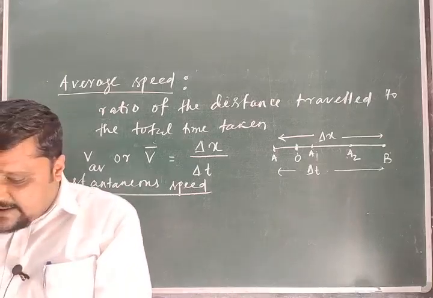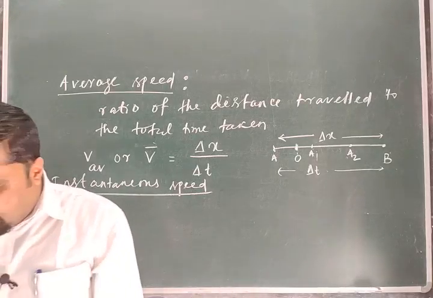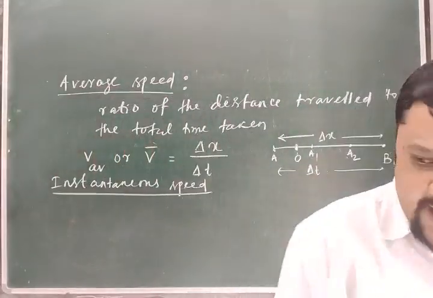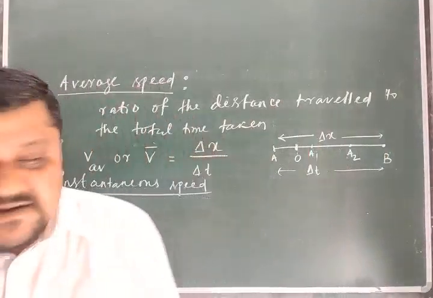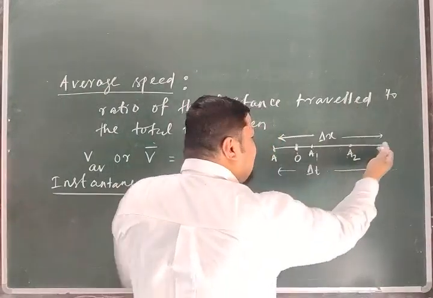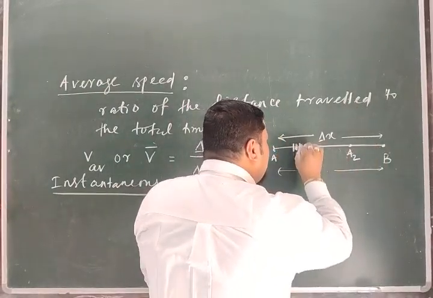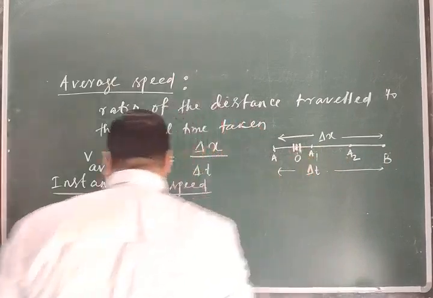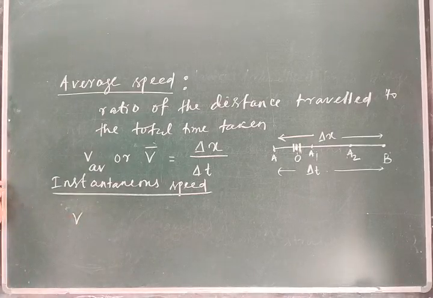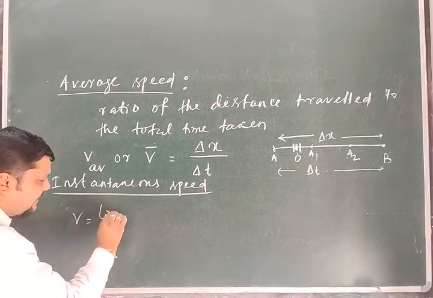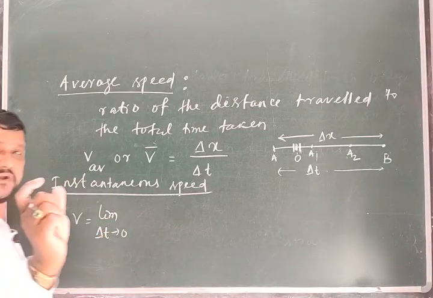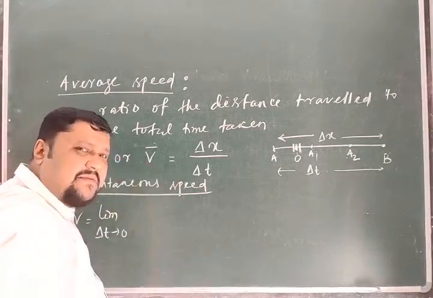So what is instantaneous speed? When a body is moving with variable speed, the speed of the body at any instant of time is called the instantaneous speed. For this, instead of considering the total time delta t of 3 hours, I will make the time smaller and smaller, a very small time interval. We can write this as a limit: the instantaneous speed v is equal to limit delta t tends to 0. It is not 0, but a very small interval.